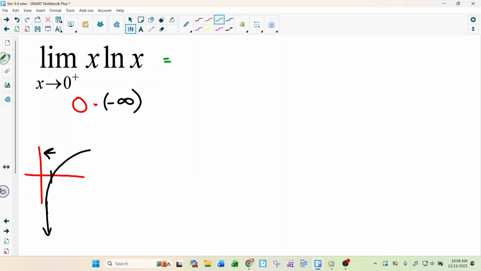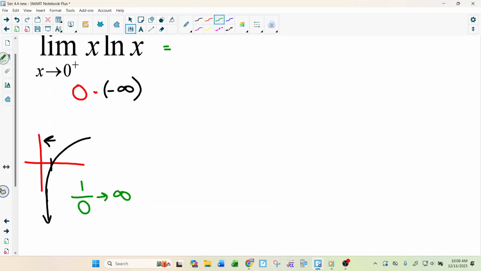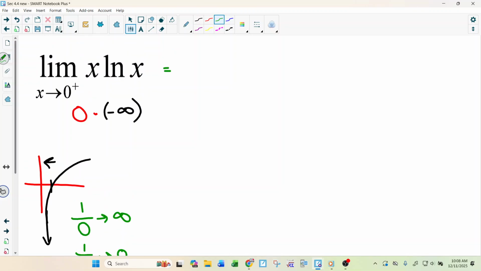But we know if you take 1 over 0 in a limit, that goes to infinity. And we know 1 over infinity goes to 0. So we can use that. I'm going to write two things down, and then we're going to decide which one we like better, and then we'll go back and deal with that one first. So don't write anything down here yet. Once we decide what we want to use, I'll show you.